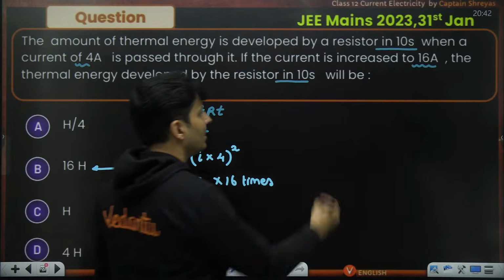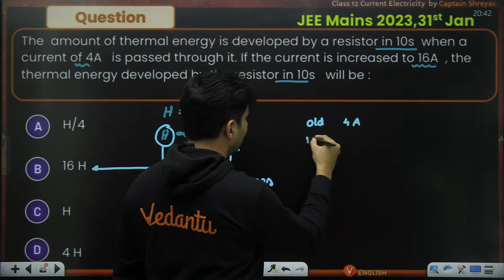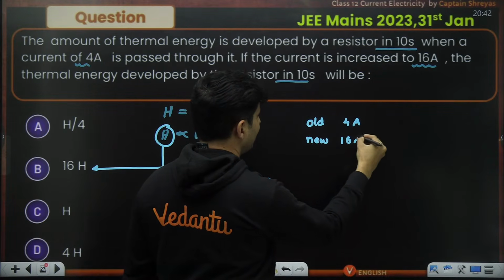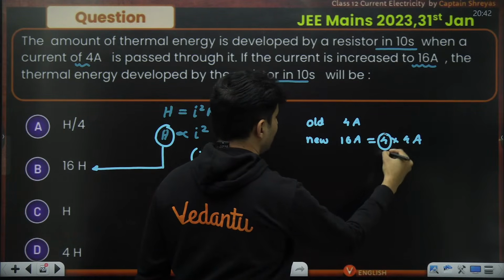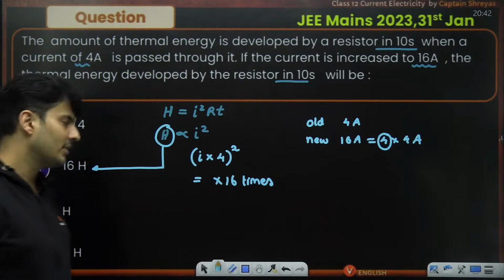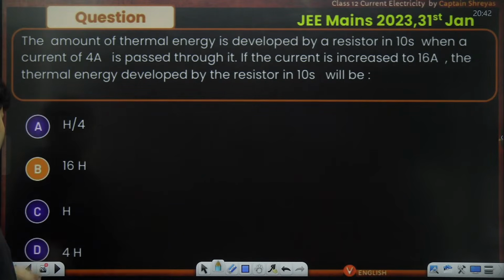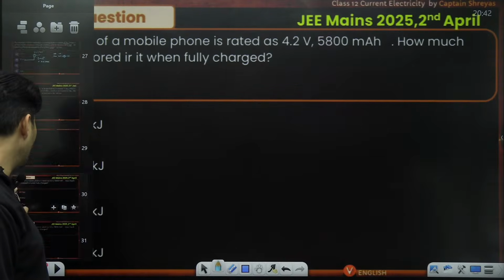See carefully. Earlier, the old current was 4 amperes. The new current is 16 amperes, which is 4 times of 4 amperes. So it has changed 4 number of times. So square of 4 will be 16. So hence the answer is 16 times of the old heat generated. Directly you can do these kinds of questions.